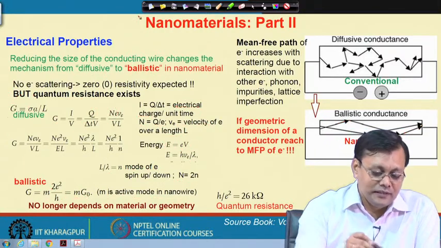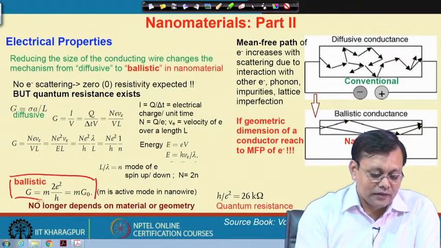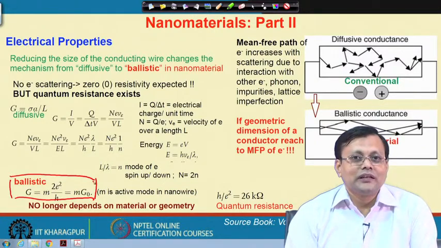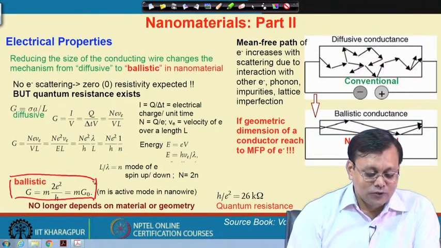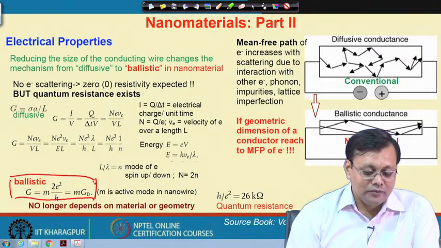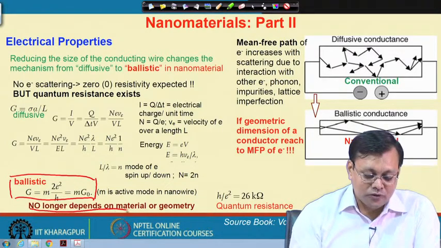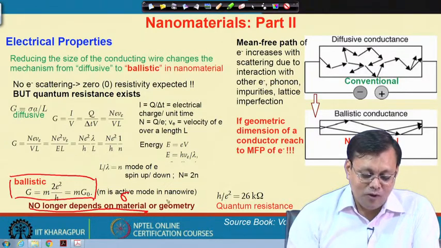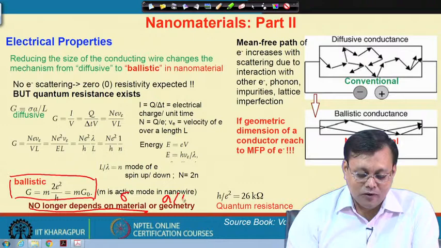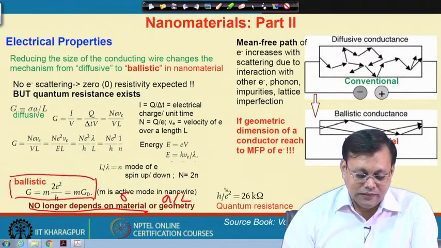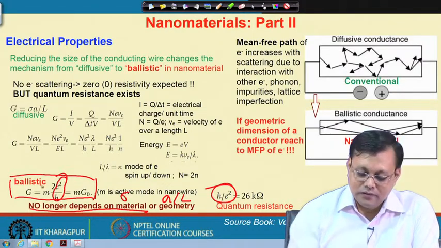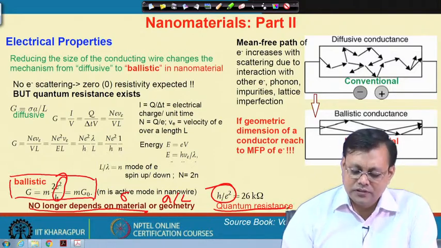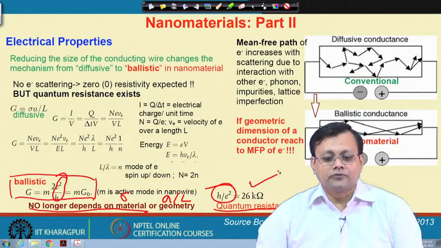and if you see this equation for ballistic conductance, there is no term linked with the length or the area, and also there is no sigma involved, which is basically called the conductivity. So, it no longer depends on the material property, that is sigma, or the geometry, meaning area or length, nothing. Only this h by e square, which is the term that came here, linked with the quantum resistance, which is something like in the scale of 26 kilo ohm and so on.